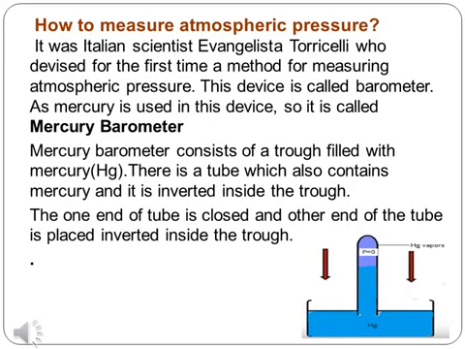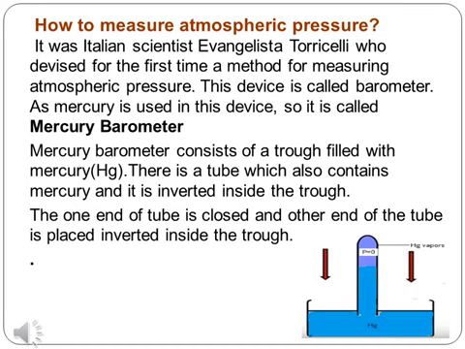It was Italian scientist Evangelista Torricelli who devised for the first time a method for measuring the atmospheric pressure. This device is called barometer. As mercury is used in this device, it is called mercury barometer. How does the mercury barometer work?